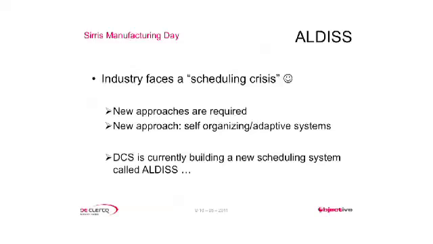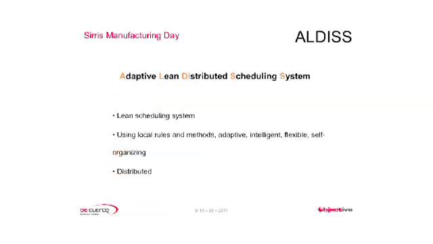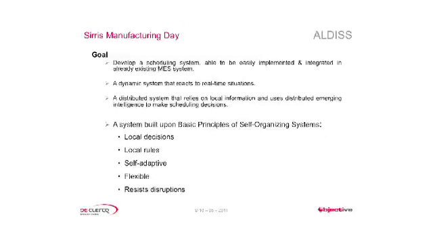Industry is facing a scheduling crisis if they want to use these new methods. So there is a need for new approaches. The new approach is self-organizing adaptive systems, which the talks this afternoon have been all about. So we did a project called ALDIS, Adaptive Lean Distributed Scheduling System, focusing on a lean system with not a lot of data involved to set it up, using local rules, methods based on these new systems. So the goal is to develop a kind of scheduling system to be easily implemented and integrated.